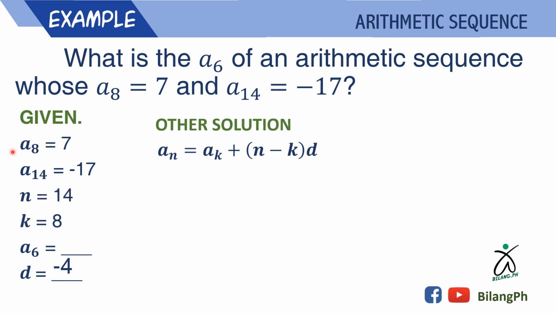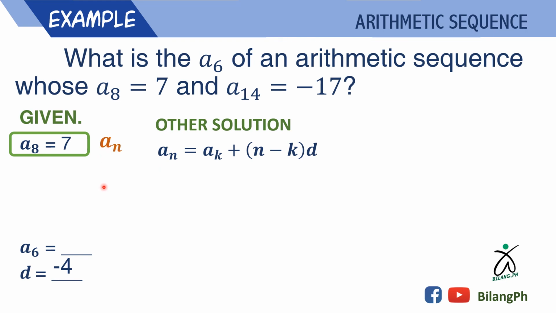Pwede rin nating mahanap yung a sub 6 or yung 6th term gamit ang a sub 8 or yung 8th term mo. Kasi parang mas madaling tingnan yung 7 kaysa sa negative 17. Subukan natin. Tanggalin muna natin yung mga hindi kailangan. I-assume ko na ang a sub n ko ay yung 7. At ang a sub k ko naman ay a sub 6. Tandaan, paano ko nalaman na ito ang a sub n at ito yung a sub k? N should be greater than k. So, ito ay mas malaki kumpara dito.